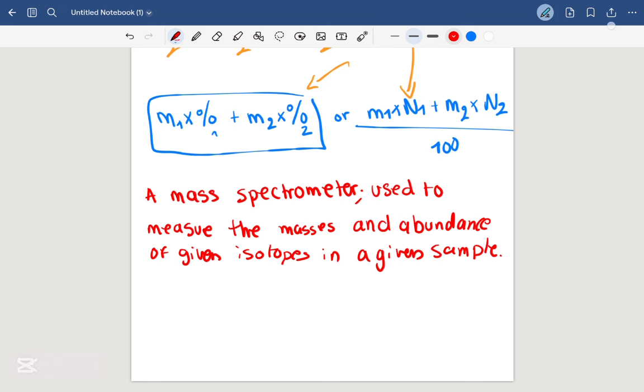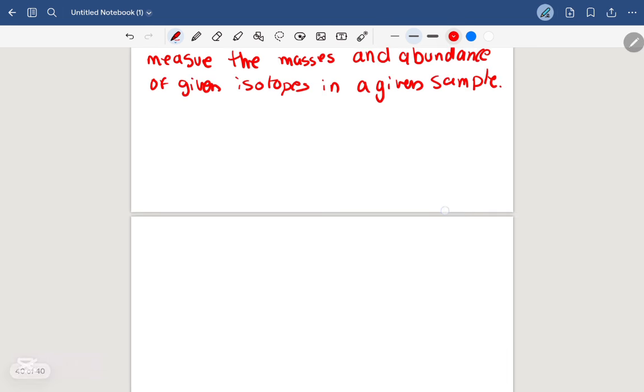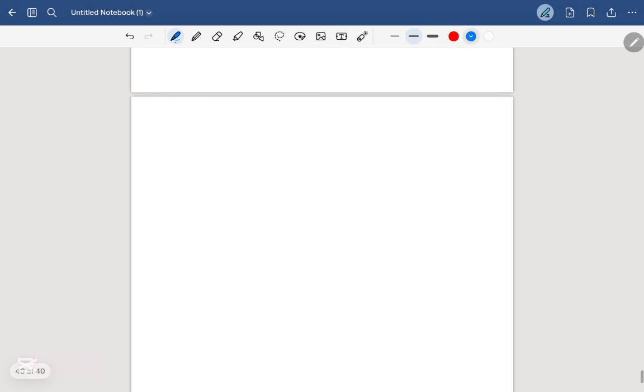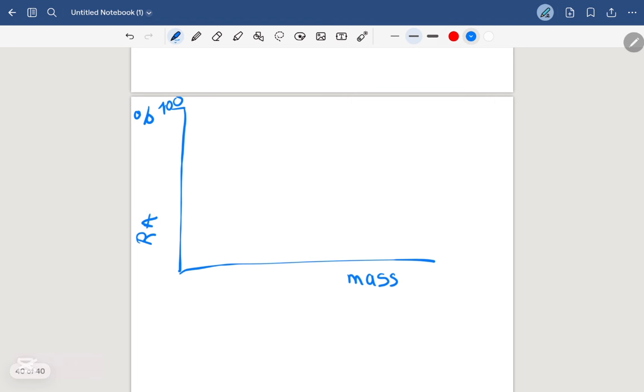Now, what could they do in the exam? In the exam, they could give you a graph, and this graph looks like this, right? What do we have over here? We have the mass number over here, and we have the percentage over here. The maximum percentage is 100. Okay, so this is the relative abundance, RA. And what do we call this graph? We call this the mass spectrum graph.